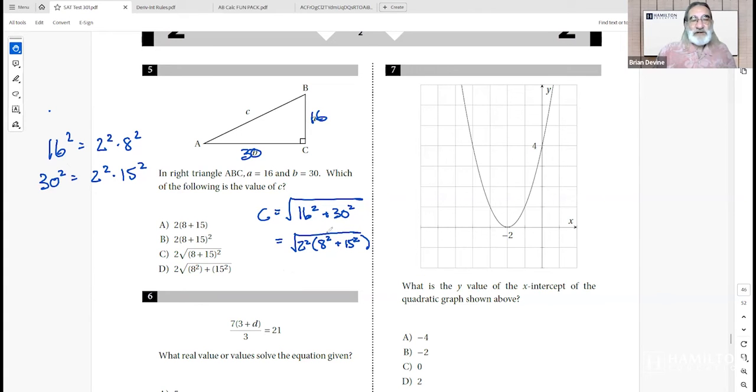Well, the 2 squared, if I take the square root of that, is just going to come outside as a 2, and I'm going to be left with 8 squared plus 15 squared in the radical. And that matches up with D. So D is the correct answer.